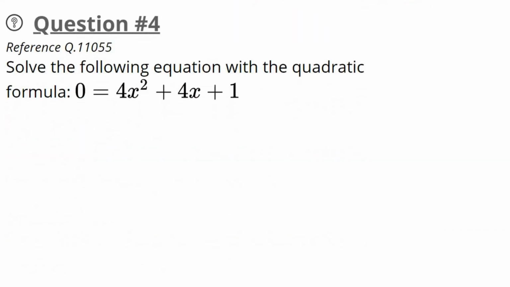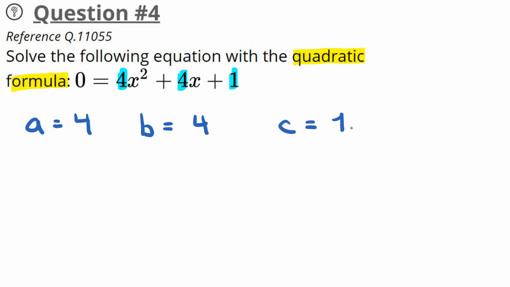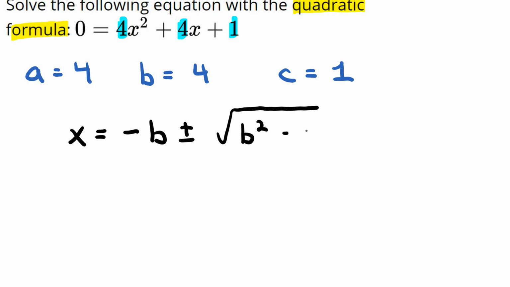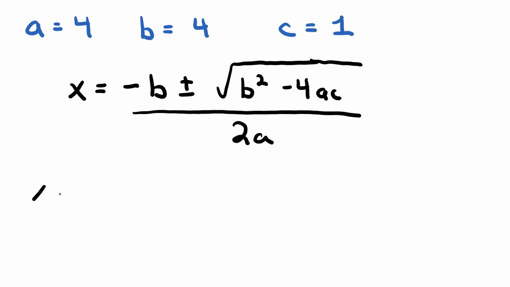Throughout this video, we'll be solving these kinds of questions over and over again by using the quadratic formula. So anytime they tell you to use the quadratic formula, let's go ahead and identify the coefficients. Your a value here is going to be 4. Your b value is also going to be 4. And your c value is going to be 1. After that, I would write out the quadratic formula, which is -b plus or minus the square root of b squared minus 4ac, all divided by 2a.